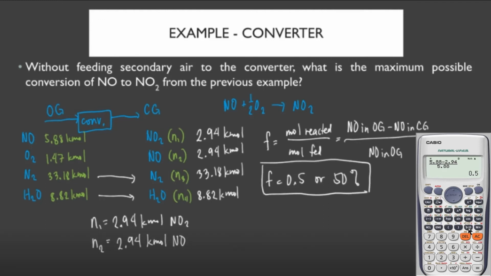Our conclusion in this case is, if we will not supplement the converter with secondary air, in short, we will only be using the oxygen left by the oxidation process, we can only convert 50% of the NO to NO2. And that is not good. If we are to maximize our yield of nitric acid, we need to maximize our supply of NO2. That means that we have to maximize the performance of the converter. And for that to happen, we need to supplement secondary air. That is the rationale of the next problem.